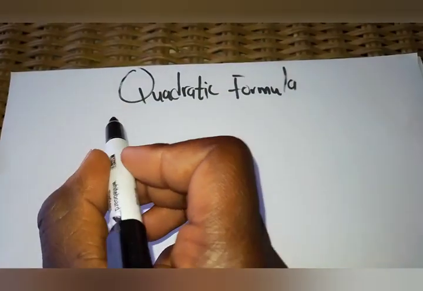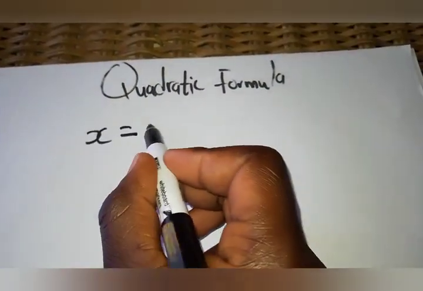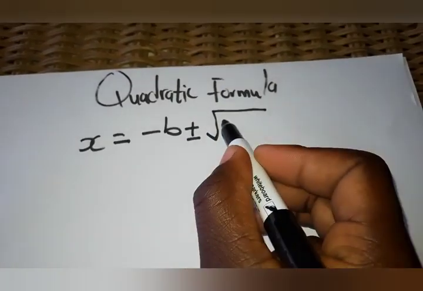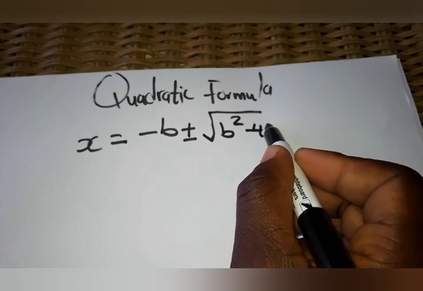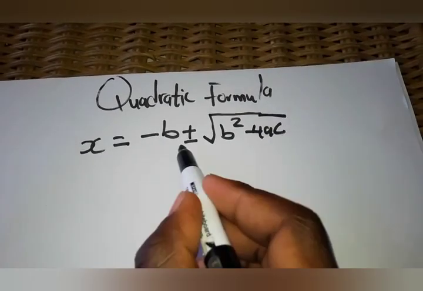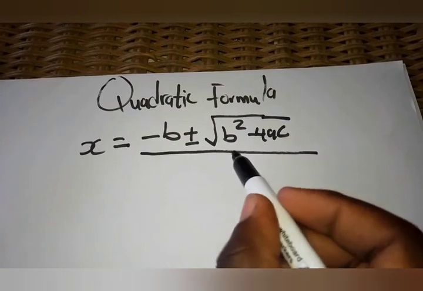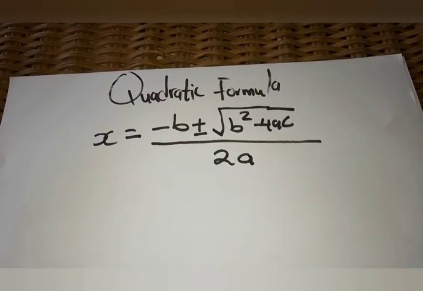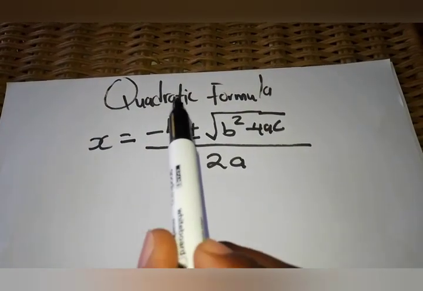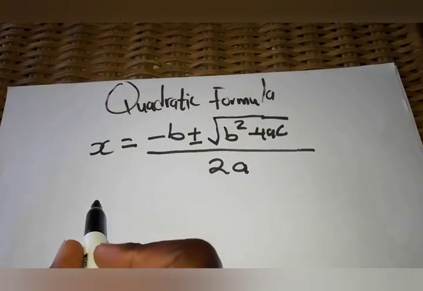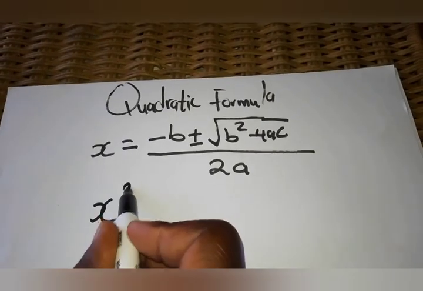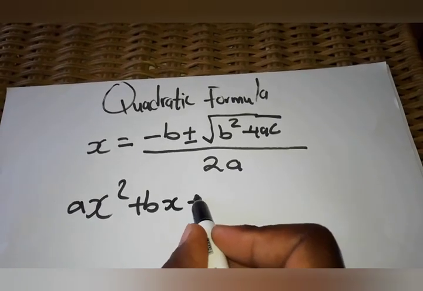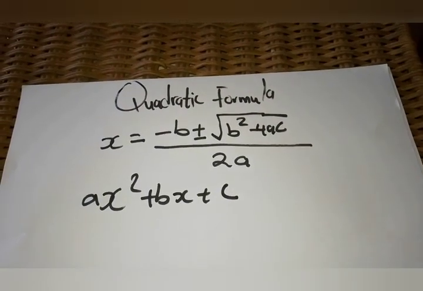So here we have what is known as the quadratic formula. It's written as follows. So x equal to minus b plus or minus root b squared minus 4ac, then we divide everything by 2a. Okay, so here we deal with these alphabets, or these are called coefficients. They come from ax squared plus bx plus c.